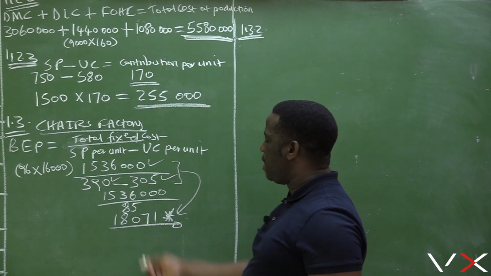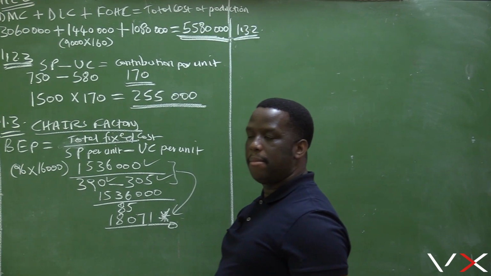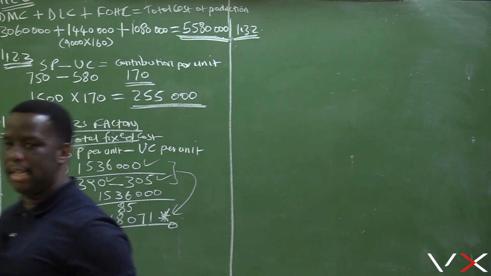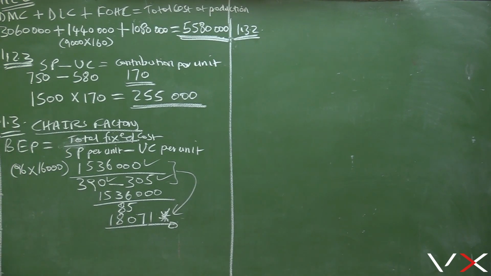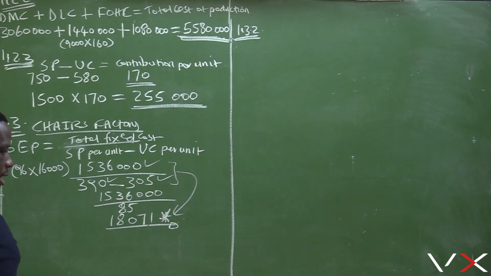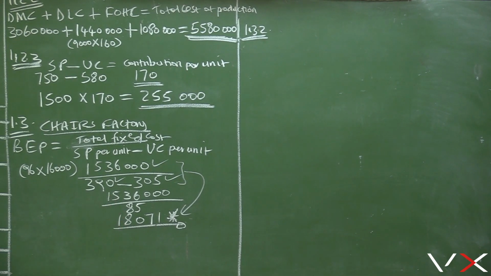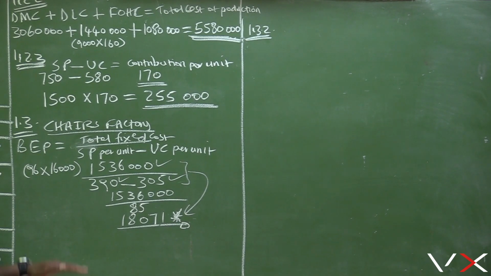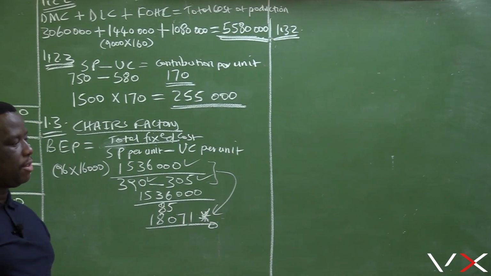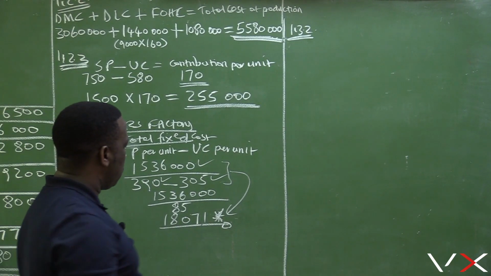The break-even point is 18,071. Remember, the break-even point is the number of units that the business needs to produce and sell before it starts making a profit. So this is the minimum number. If the business can produce 18,071 units, it will mean that the business is neither making profit nor loss. But if we produce more than 18,071, it will mean that we are making a profit. But if we produce less than 18,071, we are making a loss. But if we produce exactly 18,071, there is neither profit nor loss.